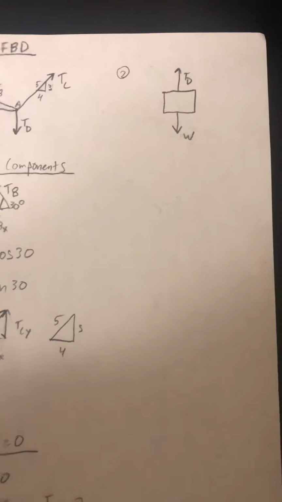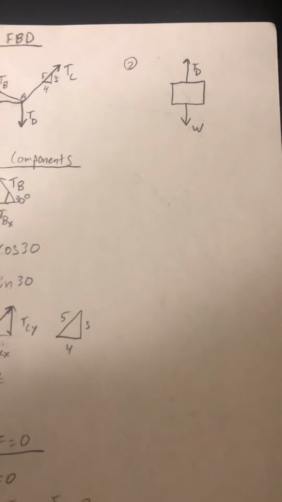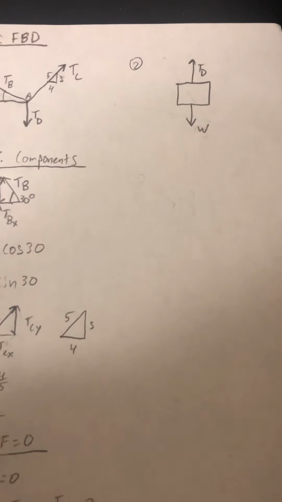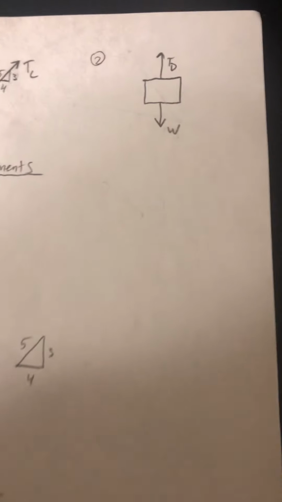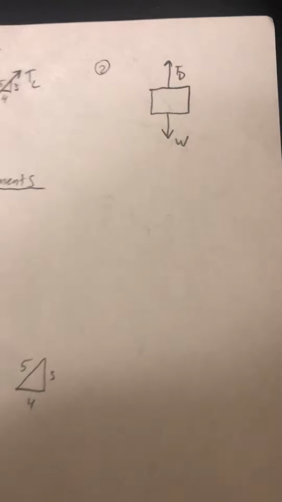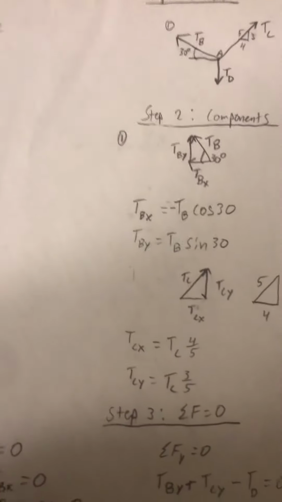The second free body diagram was of the block, and all it has in this problem is weight going down and that same TD but going up in the positive Y direction.